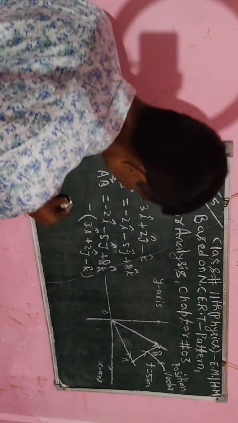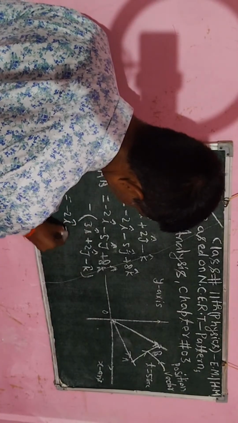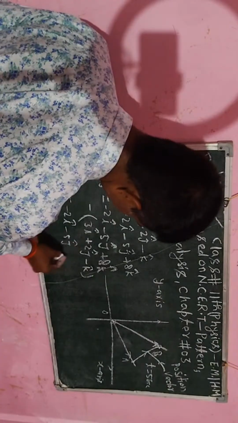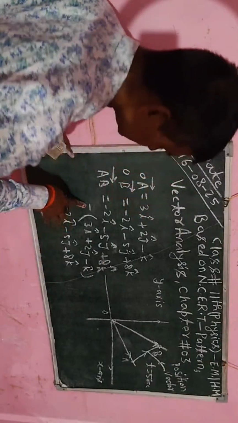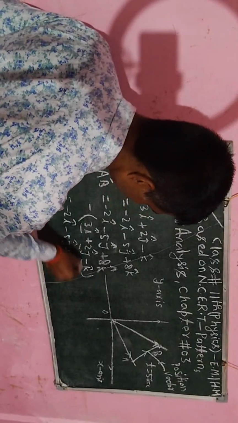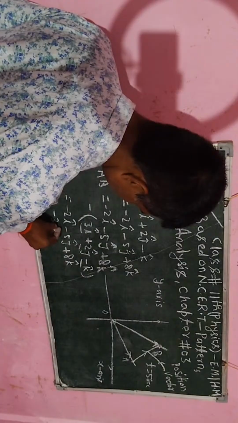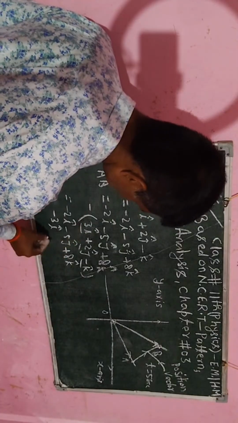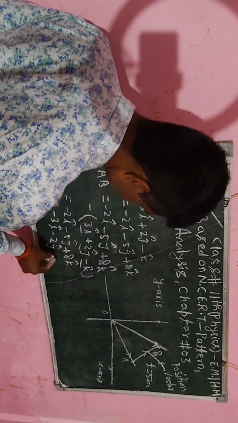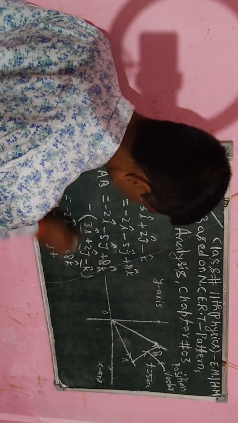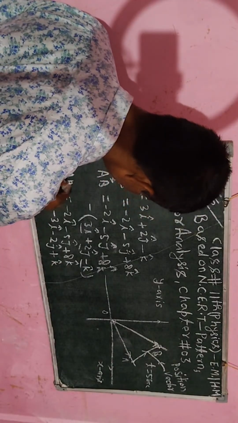So here I will write the same: 2 vector i cap minus 5 vector j cap plus 8 vector k cap. Now this minus sign is multiplied with this term and also this term. So plus and minus will be minus. So here I will put minus 3 vector i cap. This is plus and this is minus, this will be minus 2 vector j cap. This is minus and this is minus, that will be plus, so that will be vector k cap. Okay, so this is the vector I have written.